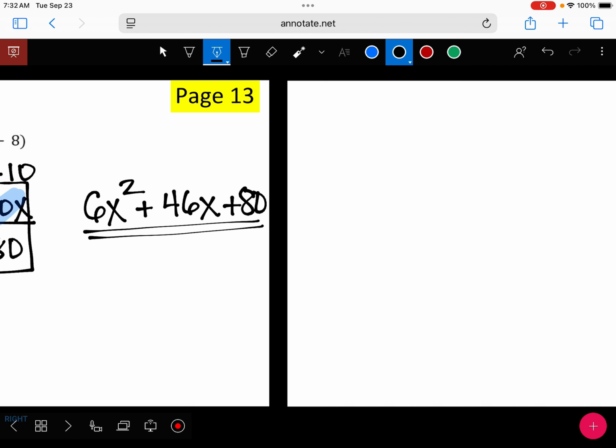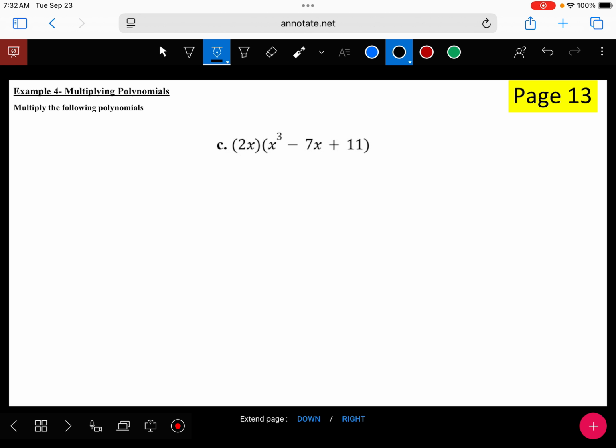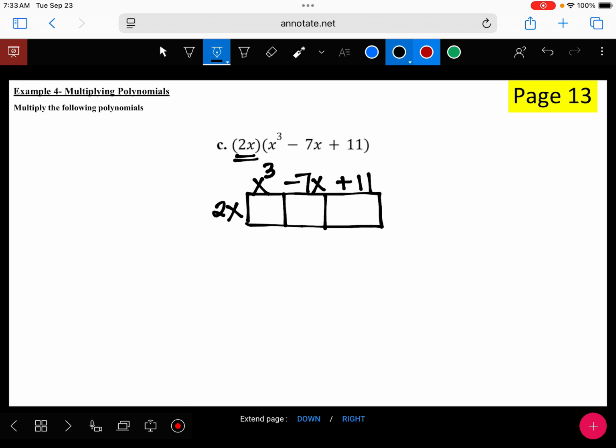Okay, just a few more. So now we have a different one. Now you could make a box, okay? There's nothing wrong with making a box. But because there's just one term, a lot of times we'll just distribute. But if you were to make a box, it would be a 1 by 3 box. So basically, you're taking the 2x times x cubed minus 7x plus 11. But that's the same as just distributing.